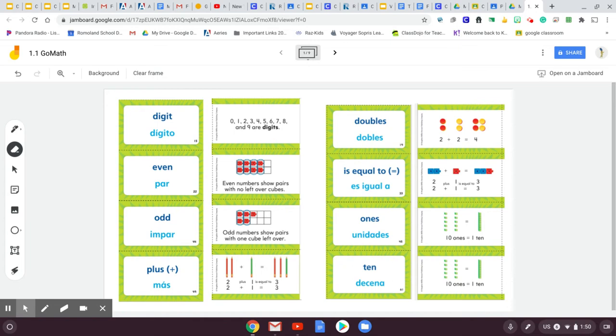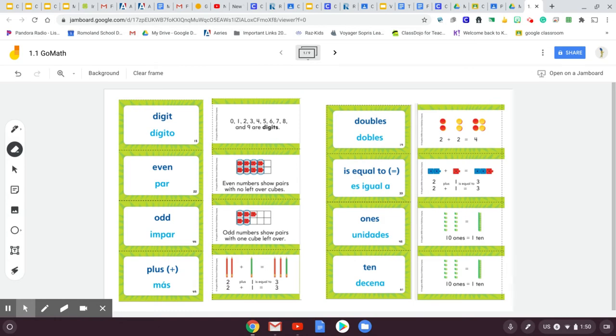And we're also going to talk about doubles. That's taking one number and adding it again to itself, doubling it. So 2 plus 2 would be 4, 4 plus 4 would be 8, or 5 plus 5 would be 10. So we take that number and we double it. Equals, saying that 2 plus 1 is the same or equal to 3.